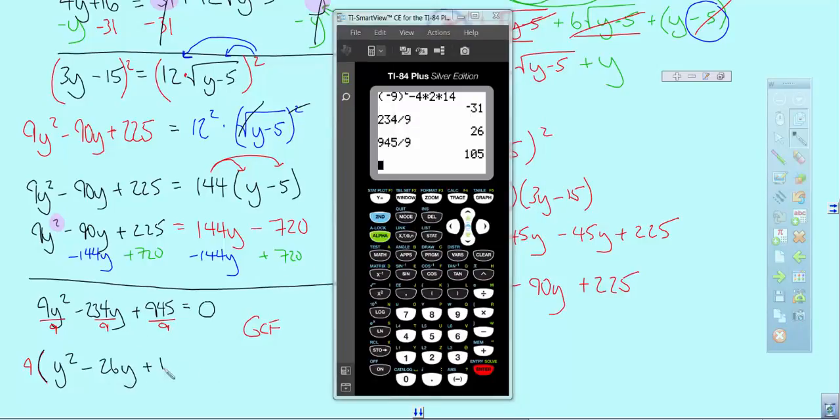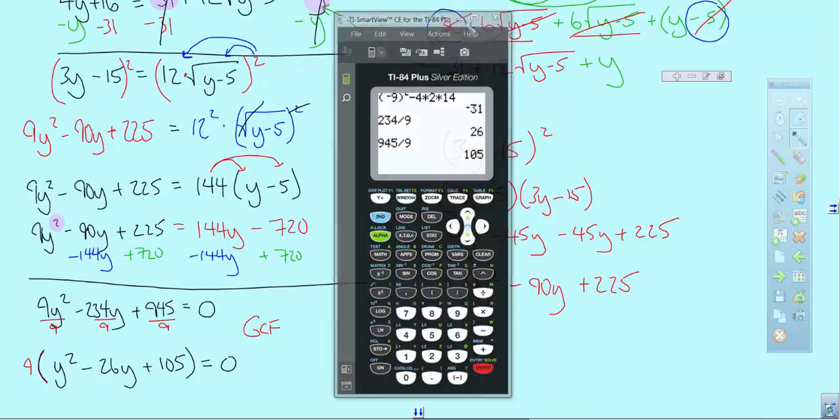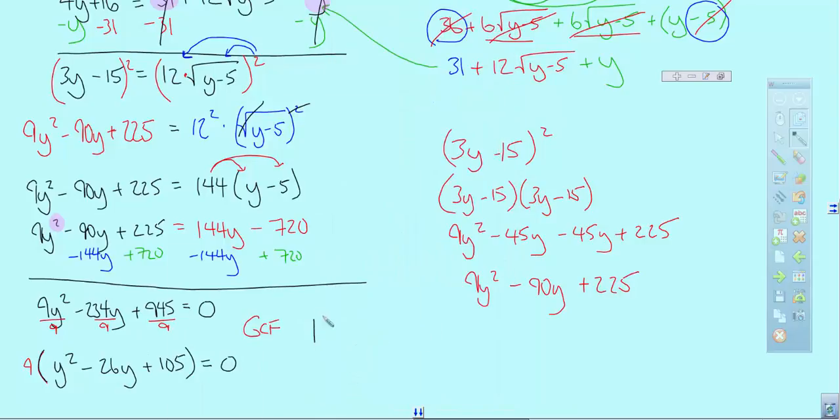26y plus 105 is equal to 0. At this point, we're ready to bottoms up. So it's product, sum, factor. So my product, remember, I take my first number, my leading coefficient, times my last number.